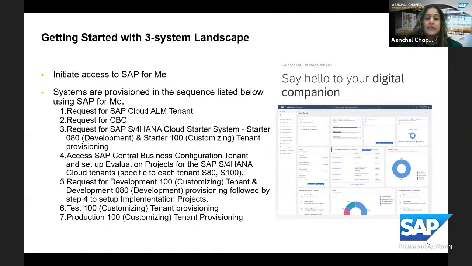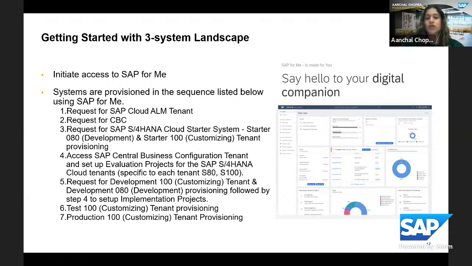Once a project has kicked off, SAP does recommend you request development, test, and production around the same time. So you would request the development 100 and development 80. And then for test, we only have one tenant, which is the customizing, and same for production. We will follow the same process as it was in 2-system landscape, where once you have production, your starter system is decommissioned after 30 days.